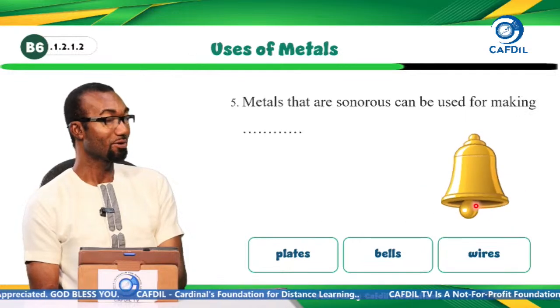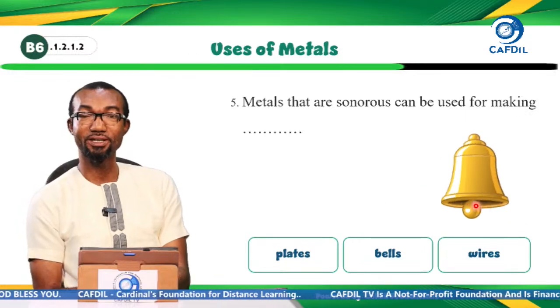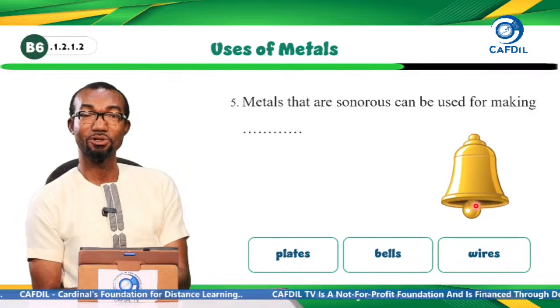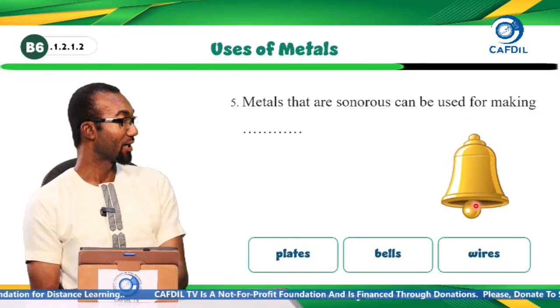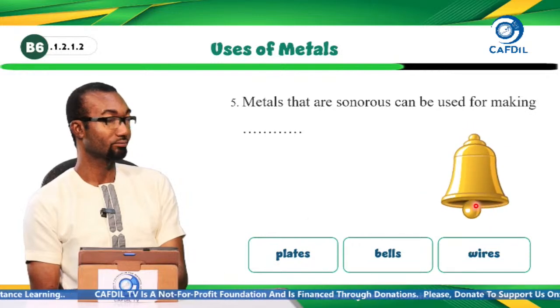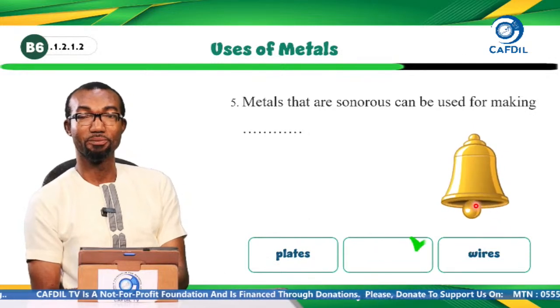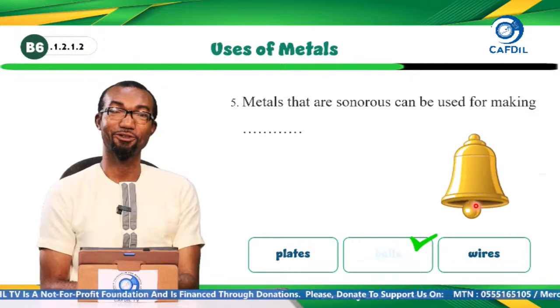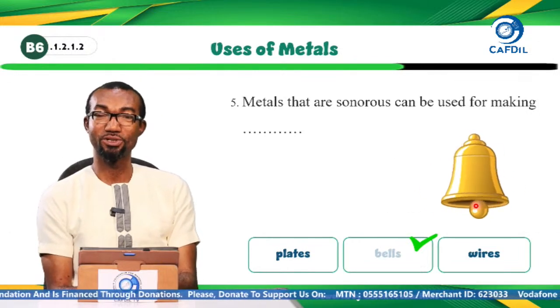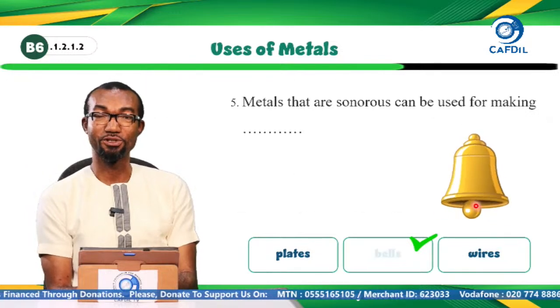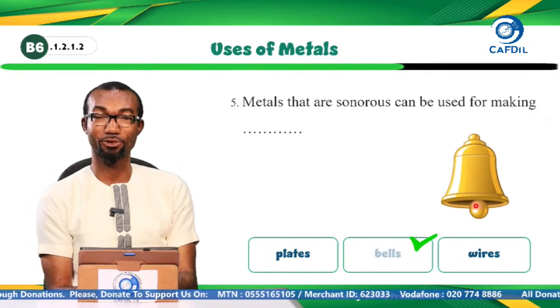Metals that are sonorous can be used for making. We have plates, we have bells, we have wires. Good, bells. You have all done well. And I believe you understood the lesson of uses of metals based on their properties.